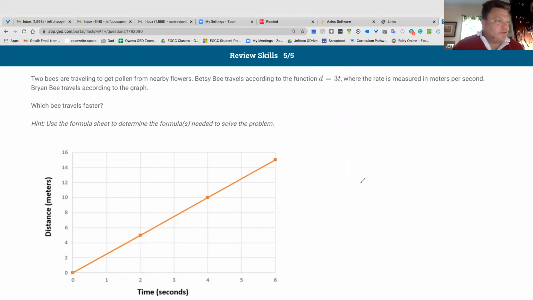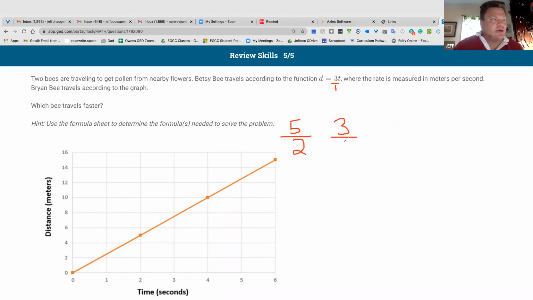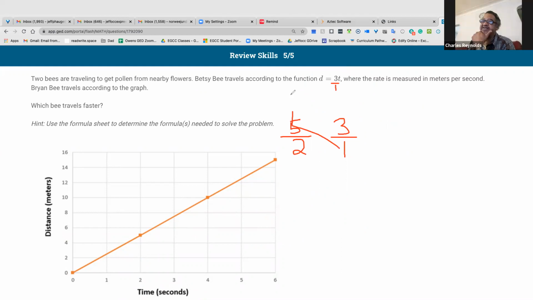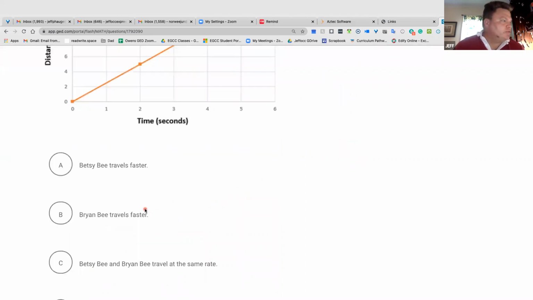So I'm going to close off all this. This was 2.5. Well, really, it was 5/2. And then we divided down with our calculator, got 2.5. Even if we didn't divide down, this is 3/1. And if we ever want to know which fraction is bigger, cross multiply overhead like that. Whichever has the bigger number on top is the answer. So Betsy is the faster bee. Brian's got to work on his cardio. So the answer will be Betsy.